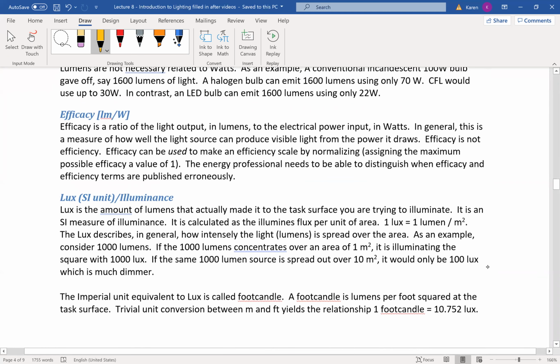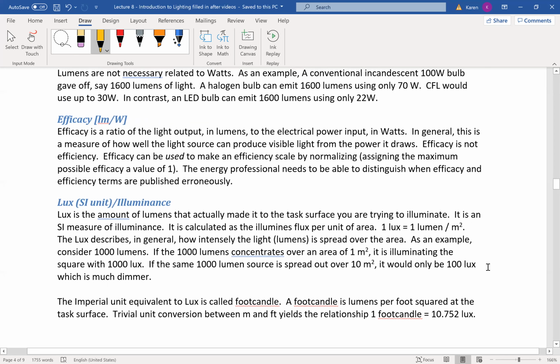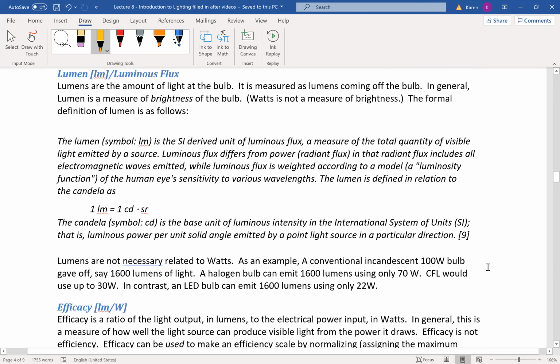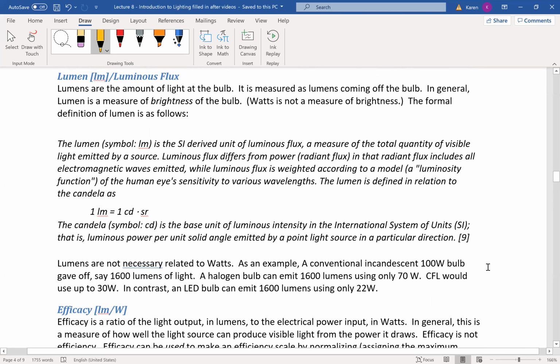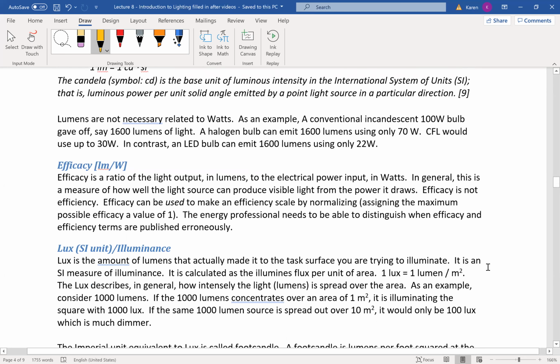Illuminance is not lumens. Lumens is brightness. Illuminance is a measure of the amount of lumens that made it to the task surface you are illuminating. It is an SI measure, and it is calculated as the luminous flux, or the lumens, per meter squared of a flat surface you are trying to light. So lux describes how intensely those lumens are spread over that area.